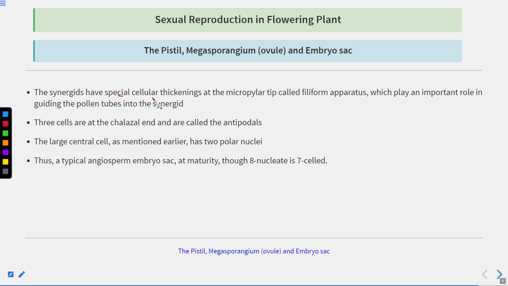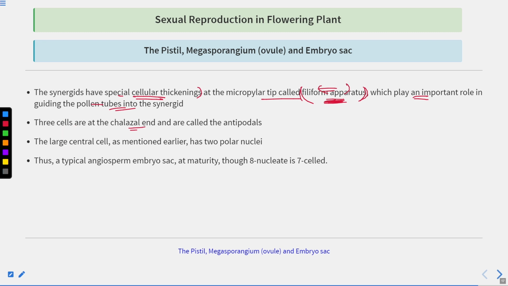The synergids, you should remember, have special cellular thickenings at the micropylar tip, which is known as the filiform apparatus. The pollen tube enters through the micropylar end, and it will first enter the filiform apparatus present in the synergids. This plays a very important role in guiding the pollen tubes into the synergid. So this is very important, the filiform apparatus.